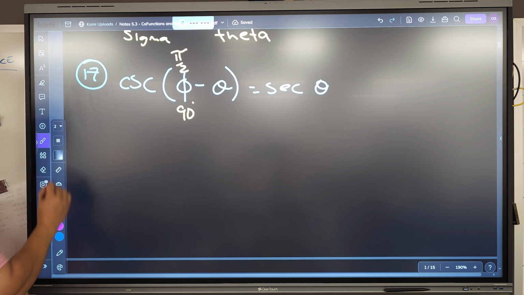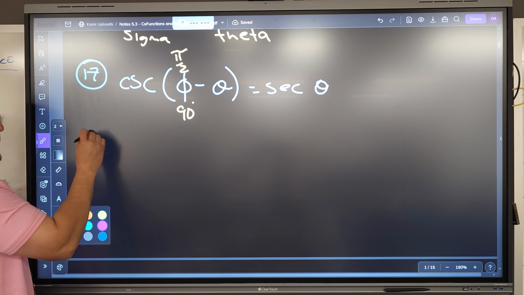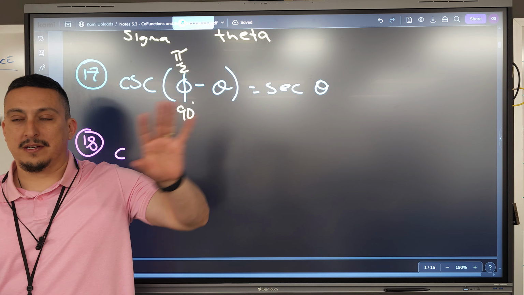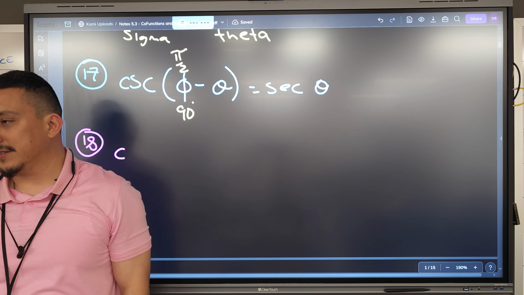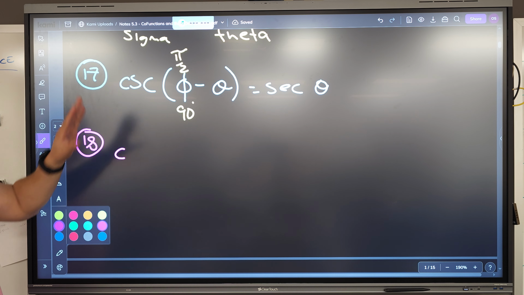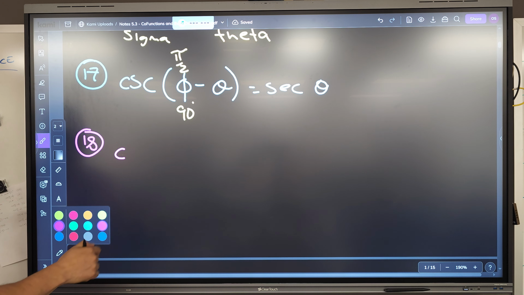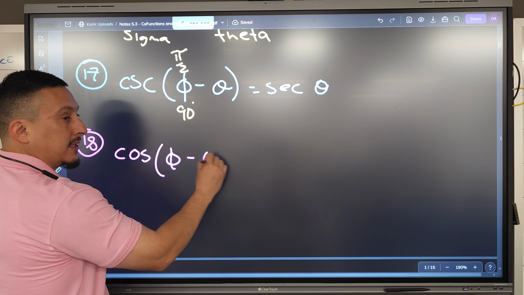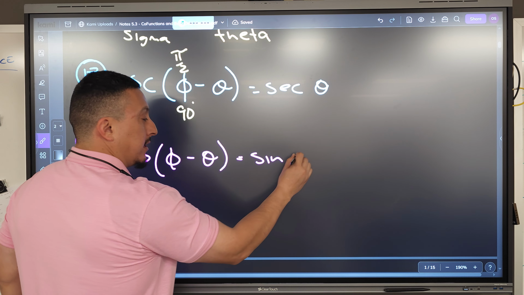Okay. Number 18 is, also I would write them like that, like on the board, like 3 on this side, 3 on this side. It fits better. Just on the TV I have to write bigger, but I think it fits better if you do 3 and 3 like I did over there. Cosine of sigma minus theta equals sine theta.